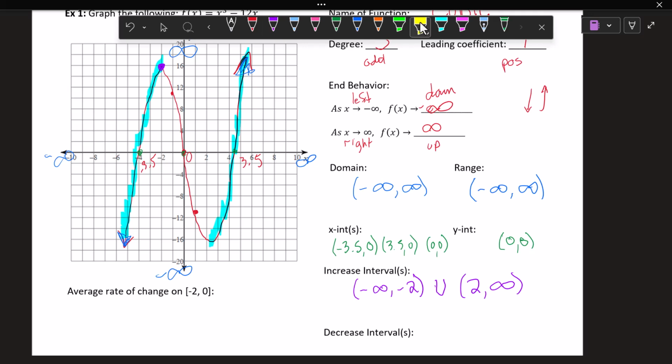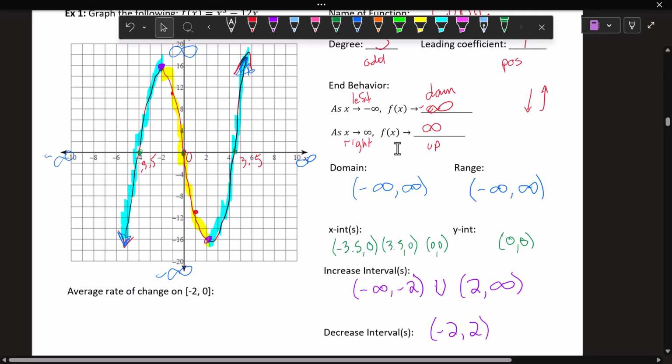Now, obviously, then, it's decreasing in between that. So it would be decreasing from the top here, the x value, -2, and it'll keep going to the bottom value, +2, x values. That's our decrease interval.